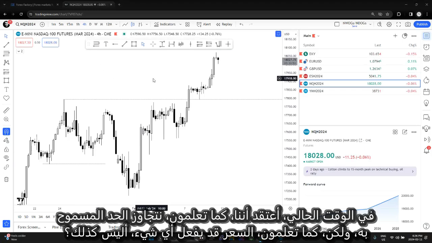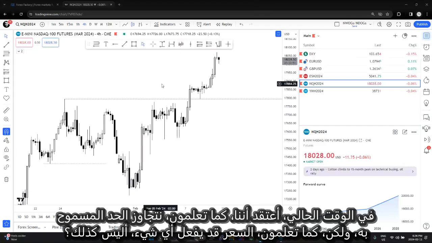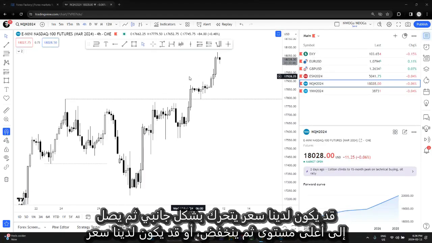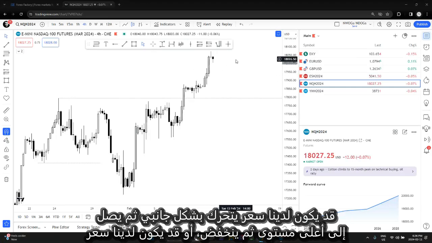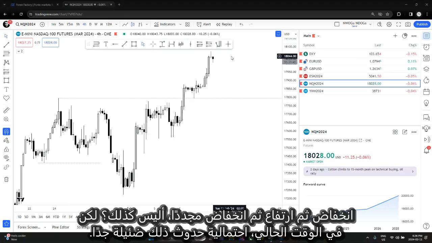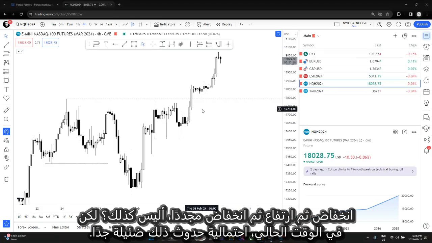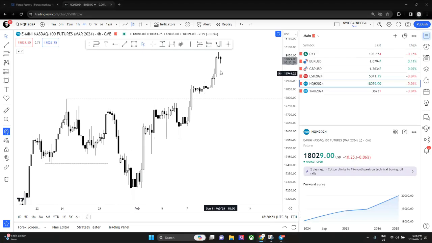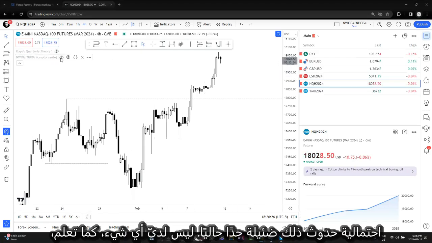Currently, I believe that we're overextended, but price could do anything, right? We could have price go sideways and then run the highs, then drop, or we could have price drop, then rally, then drop again, right? But right now, totally low probability conditions. Very low probability conditions right now.